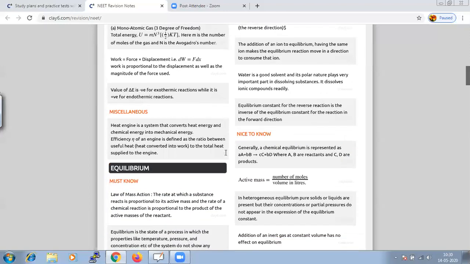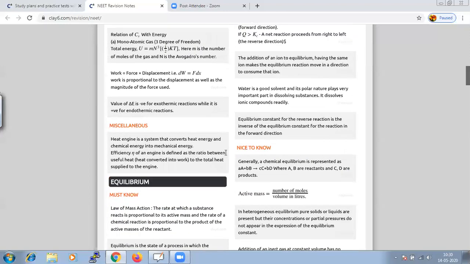When we are talking about combustion, it is very important to know what a heat engine is. A heat engine is a device that converts heat energy and chemical energy into mechanical energy. Conversion alone is not important, because we should know the efficiency. Efficiency of an engine is the ratio between the useful heat, that is heat converted into work, to the total heat supplied to that engine.